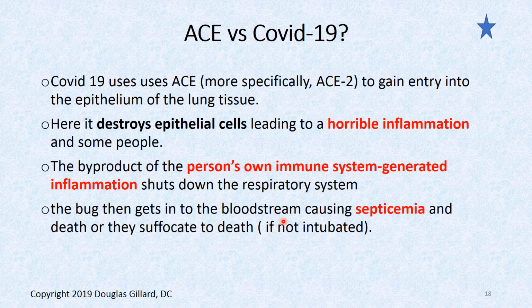Now, here's some brand new slides. I actually put these in about half an hour ago as I saw this paper pop up. So, as I said, COVID-19, that's that virus that's causing trouble all across the world. That guy uses ACE, specifically ACE2, to gain entry into the epithelium of the lung tissue. It can get in other places. It can make your joints ache and your muscles ache because ACE is elsewhere, but ACE is really heavy in the lung tissue.